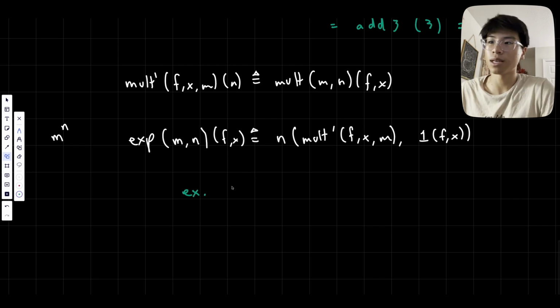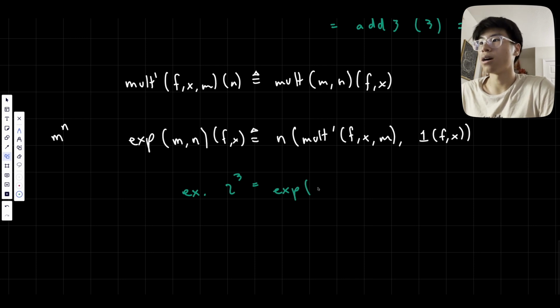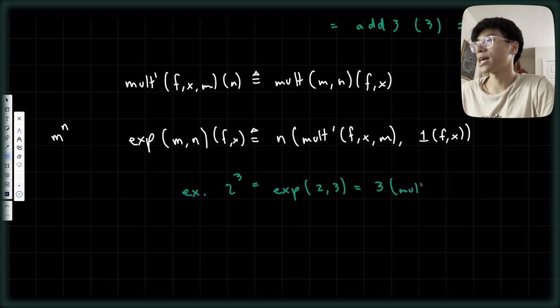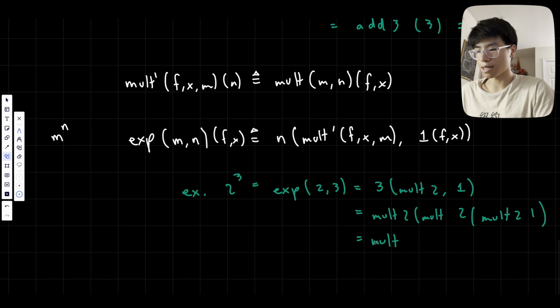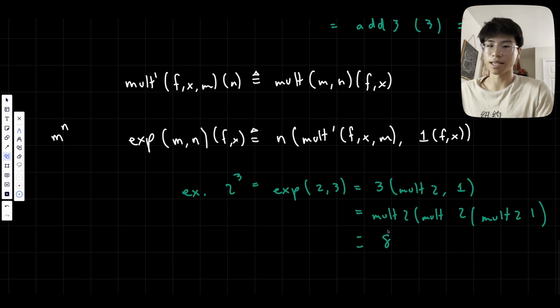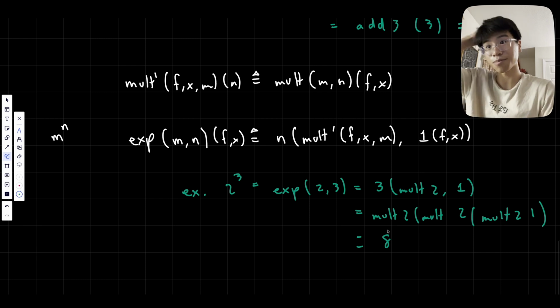So for example, if we wanted to calculate 2 to the third, this would just be the exponentiation of 2 and 3. I'm going to abbreviate the f and x out of here for simplicity. This is simply just 3 multiplied by 2 and 1. Now we're multiplying 2 by 2 3 times. So we have multiply, and 1. And now we can start multiplying. And you'll see this eventually will just simplify all the way to 8, which is exactly our expected result.